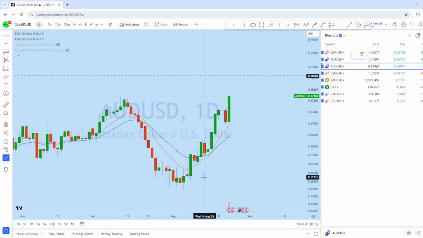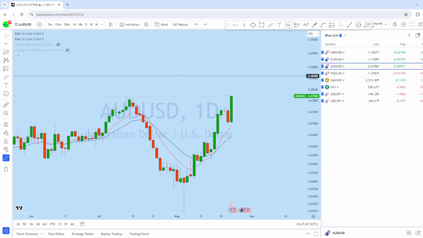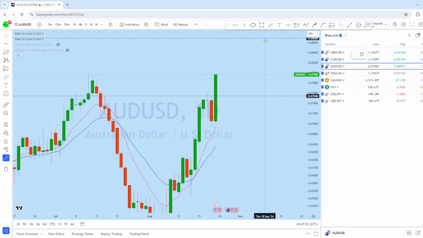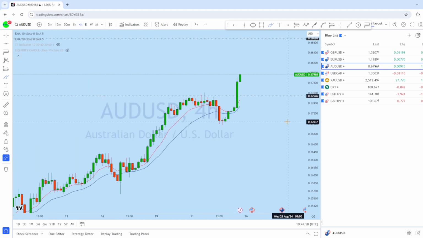Like the euro dollar and British pound against the US dollar, we can see that this is an uptrending market structure, a complete breakout from this resistance line, leaving a neckline at this level, which we can expect this week for the market to come down to retest and then continue to the upside to create a new higher high.